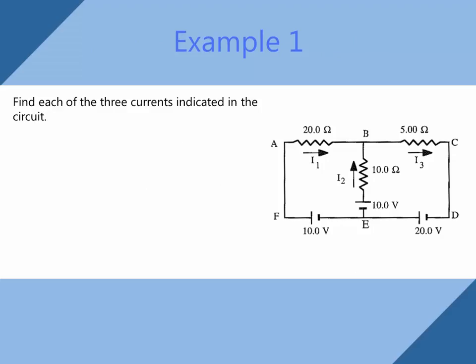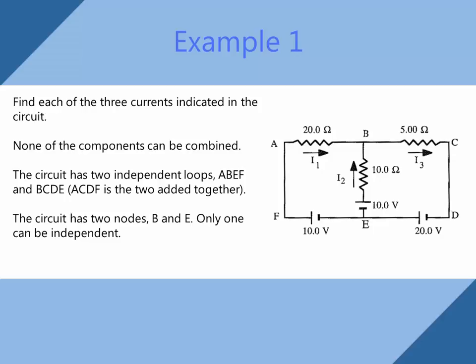In our first example, we have a circuit and we'd like to find each of the three currents indicated, I1, I2, and I3. None of the components in this circuit can be combined as nothing is in series or parallel. The circuit has two independent loops, ABEF, the loop on the left, and BCDE, the loop on the right. ACDF is the outer loop, the entire outside of the circuit. The circuit has two nodes, B and E. However, only one of these can be independent.